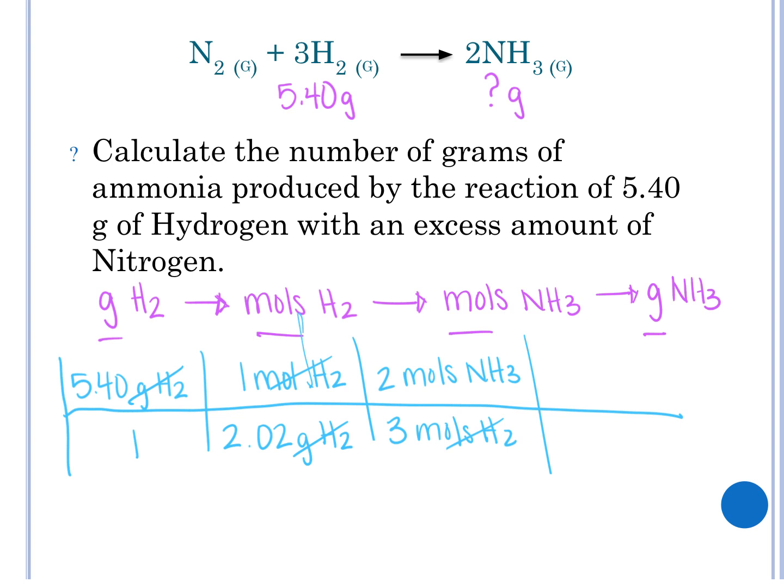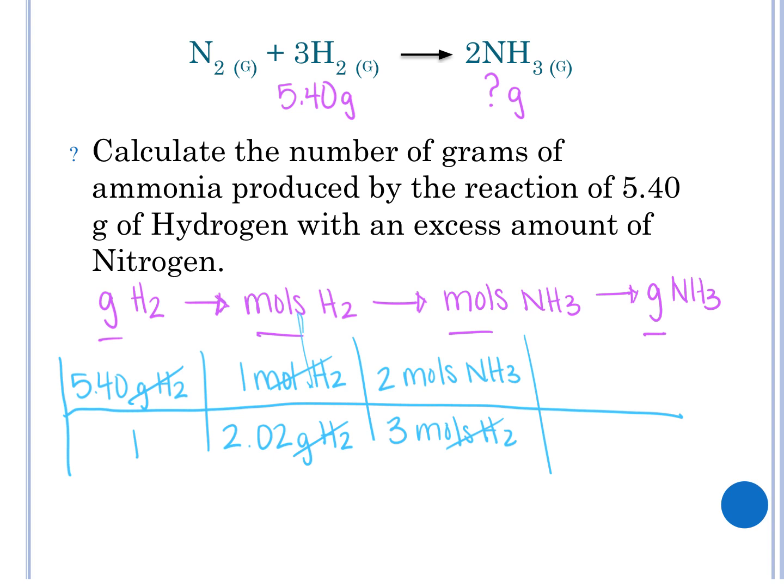Okay, so moles of hydrogen cancel. So now we're in moles of ammonia, which is right here in our plan. And we have to get to grams. So again, what number do you use to go from grams to moles? Molar mass. Great. Okay, so let's add up the molar mass of NH3.